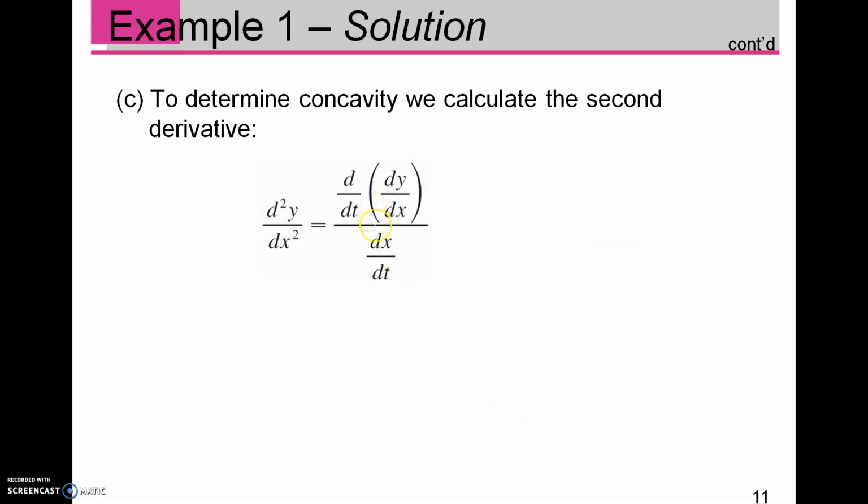All right. So to determine concavity, we have to calculate the second derivative, right? So we take dy/dx over dx/dt, and we take the derivative of that. And we'll end up with this.